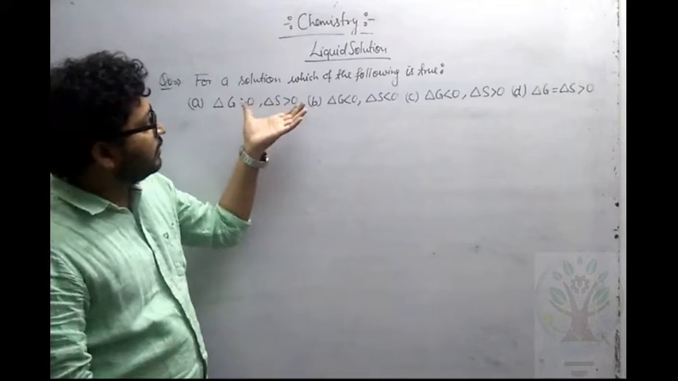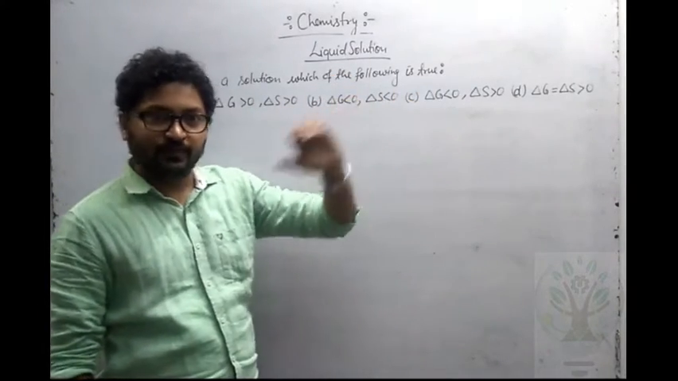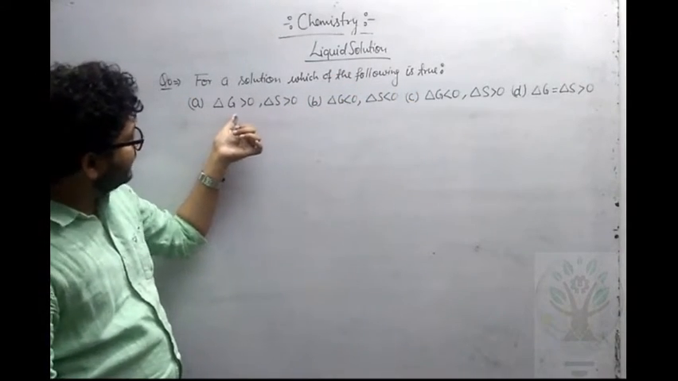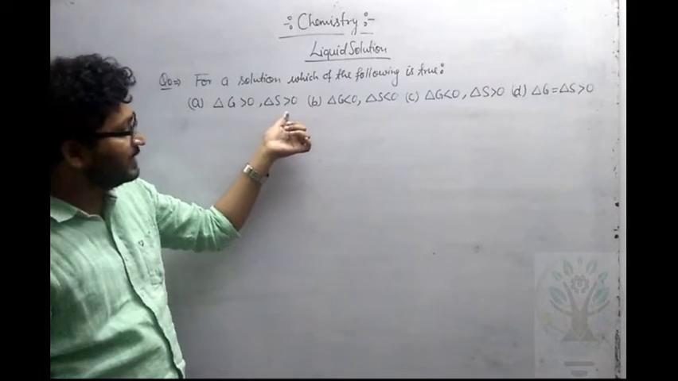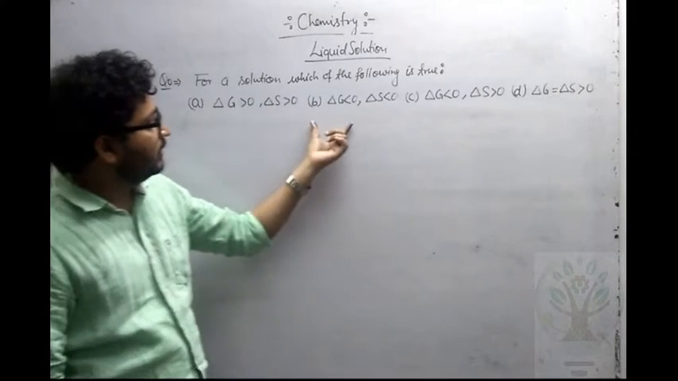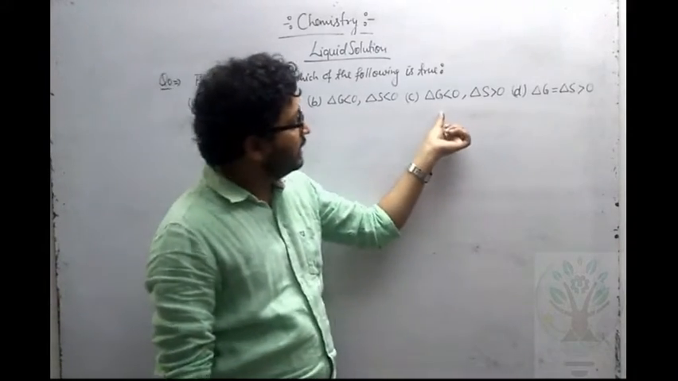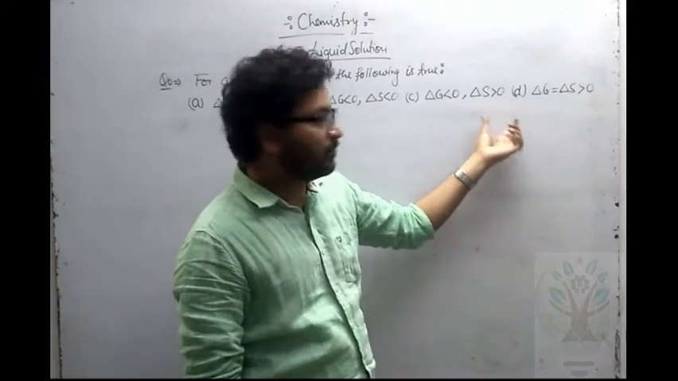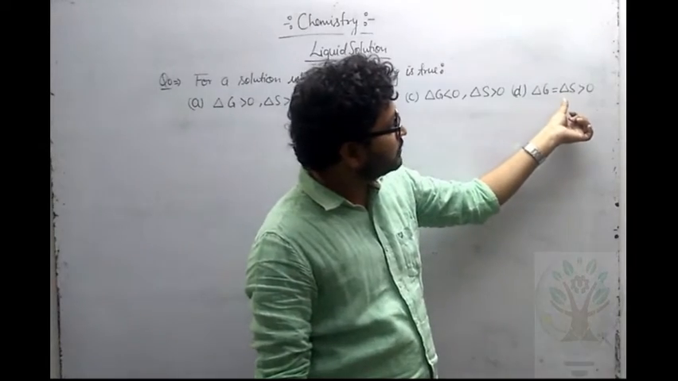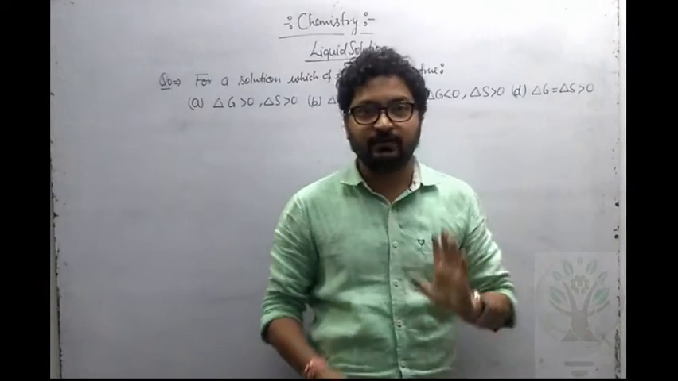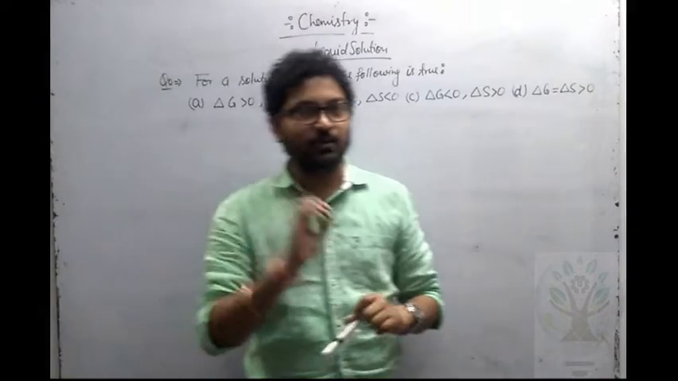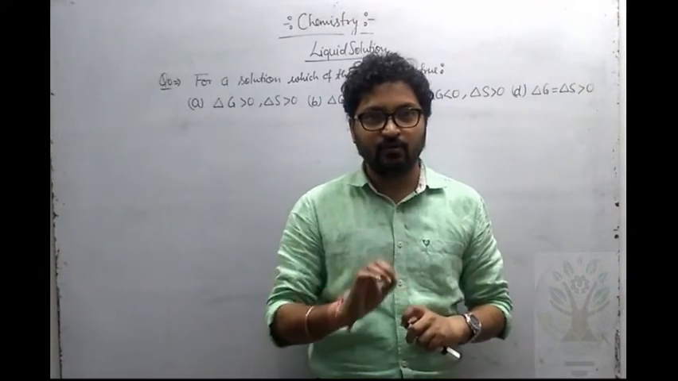for a solution, which of the following is true? Delta G greater than 0, option A. Delta S greater than 0, means both positive. B, delta G negative, delta S also negative. C, delta G negative, delta S positive. D, delta G equals delta S and both are positive. These four options are present. Pause the screen and try to do it on your own.